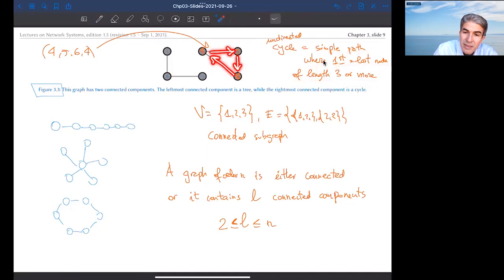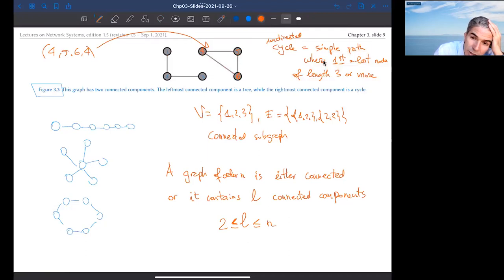The length of a path is the number of edges you need to traverse. So if I give you a sequence of 4 nodes, there are 3 hops, 3 edges. So it's not the number of nodes that are in the path, it's that minus 1, it's the number of edges. All right.